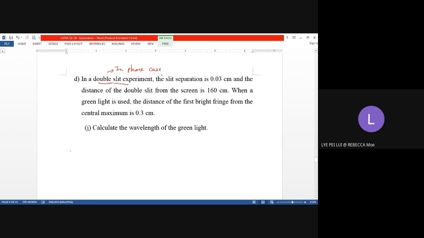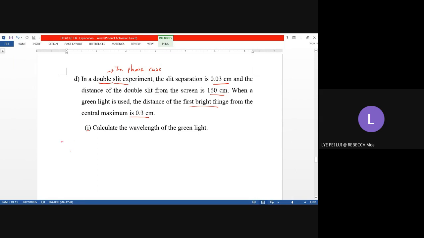So first, a central max, constructive interference, and the slit separation is 0.03 cm. The distance of the double slit from the screen is 160 cm when green light is used. The distance of the first bright fringe from the central max is 0.3 cm. We'll list down all the information.